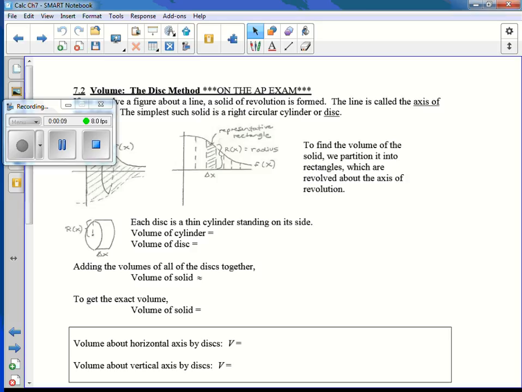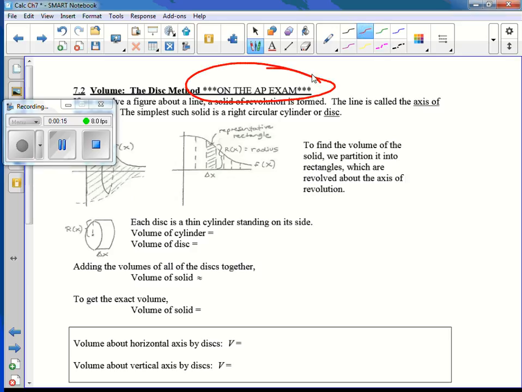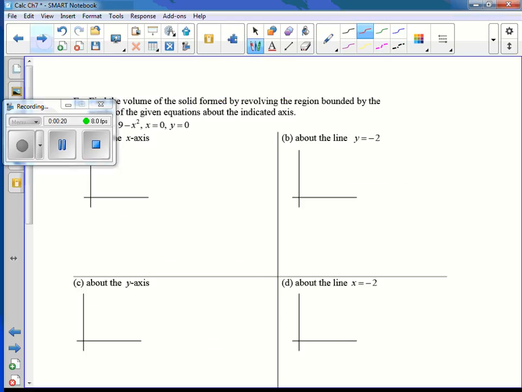It's the DISC method, and you can pretty much see right here in big bold capital letters that it's on the AP exam, and yes, it is on the AP exam. Now, there's another section. I'm going to jump really quick just to touch on this.